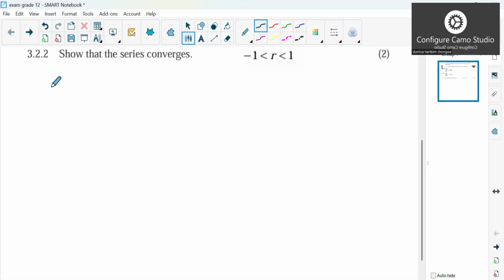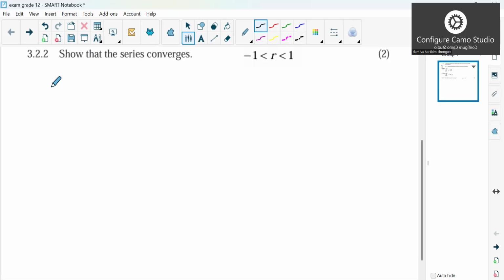Hi guys, welcome to another lesson of the Daily Dose of Mathematics. Today we're continuing with the bouncing ball. We're doing 3.2.2. Sia, what is our question for today? Show that the series converges. So we're supposed to show that the series converges. We took this one from the June 2026 Limpopo question paper.